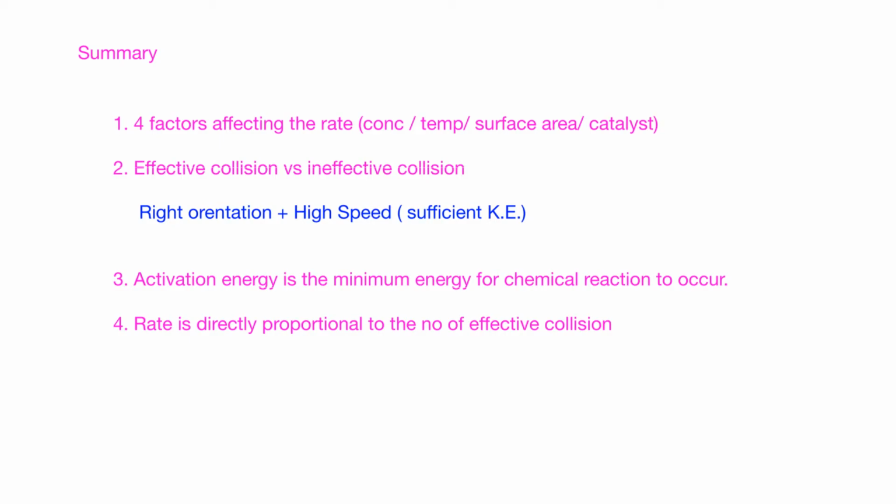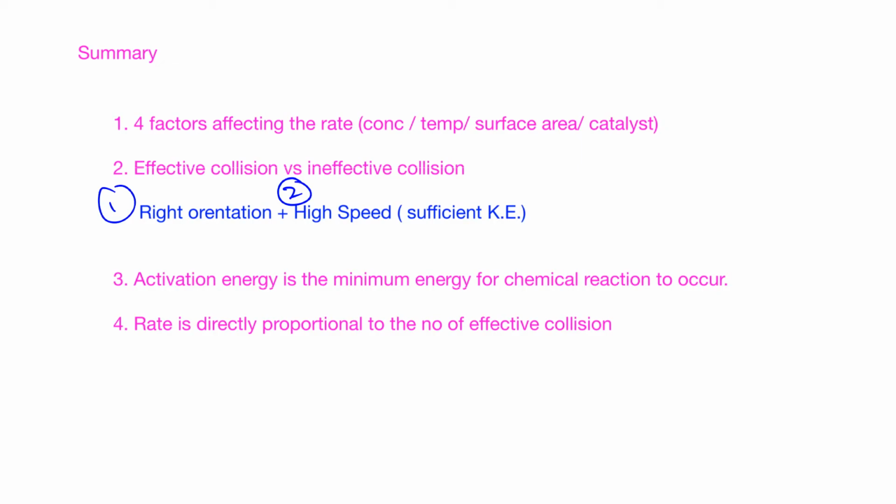To summarize this video, we learned that there are 4 factors affecting the rate, which are concentration of reactants, temperature of the reaction mixture, surface area of the solid reactants, and presence of a catalyst. We haven't talked about the details of these factors yet, but in the following videos we're going to explain them in detail. Second, we learned about effective and ineffective collisions. Effective collisions require the right orientation and high speed, colliding face to face.